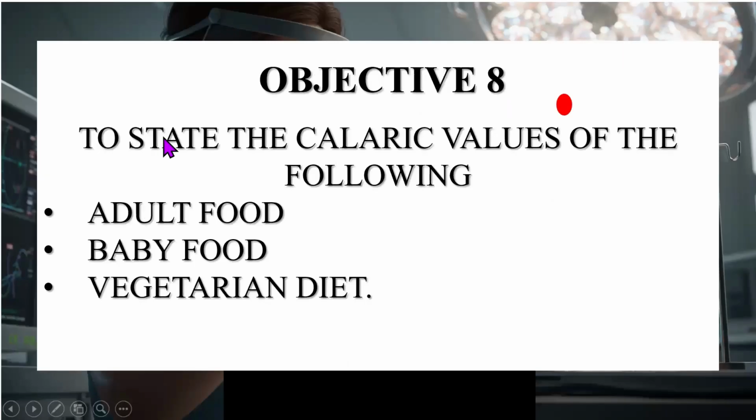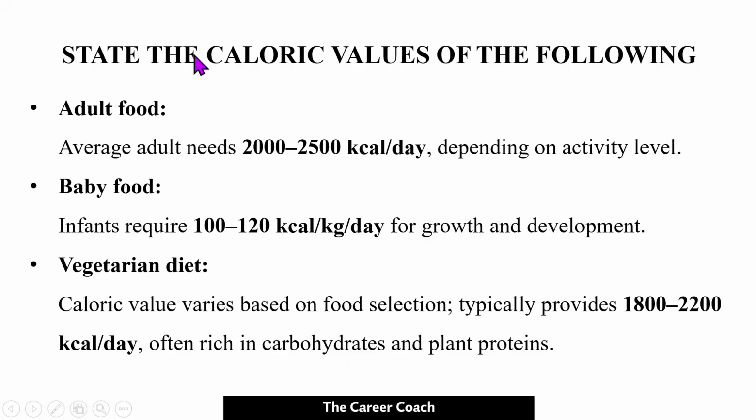Objective number 8: to state the caloric values of the following: adult food, baby food, and vegetarian diet. State the caloric value of adult food. An average adult needs 2,000 to 2,500 kilocalories per day, depending on activity level. Baby food: infants require 100 to 120 kilocalories per kg per day for growth and development.